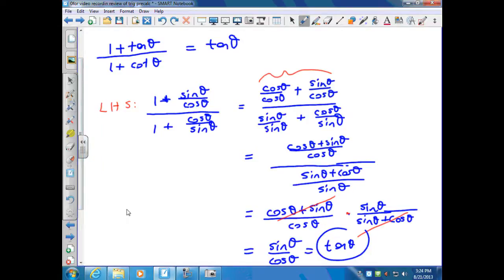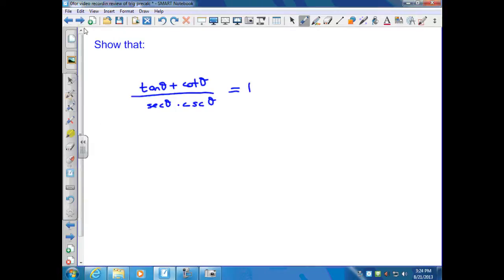And I'm going to leave you with one for you to do. Please work on this one: tangent plus cotangent in your numerator. So quantity tangent plus cotangent divided by quantity secant times cosecant. Show that that entire ratio is equal to 1. If you have any questions about that, please bring it up on our course discussion board, ask me in class, or feel free to post a solution if you were able to get the proof of this one.